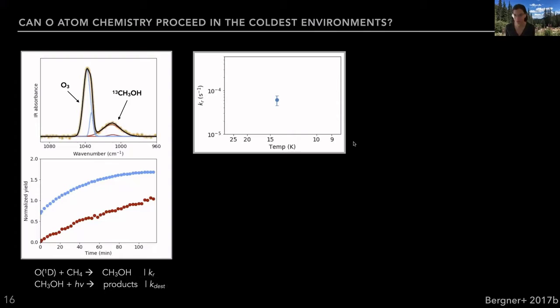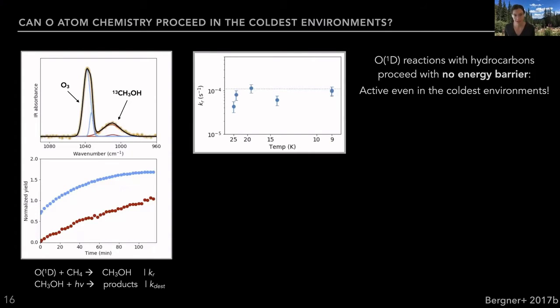Then we put it on this type of plot where we look at the rate constant as a function of temperature. The key here is that if there's an energy barrier to this reaction, the slope of this plot will be proportional to the energy barrier. But when we run these experiments at multiple temperatures, we see a flat slope. What this means is that these oxygen insertion reactions are proceeding with no activation barrier, which is great news if you want to form organics in very cold environments, because this type of chemistry will still be active.